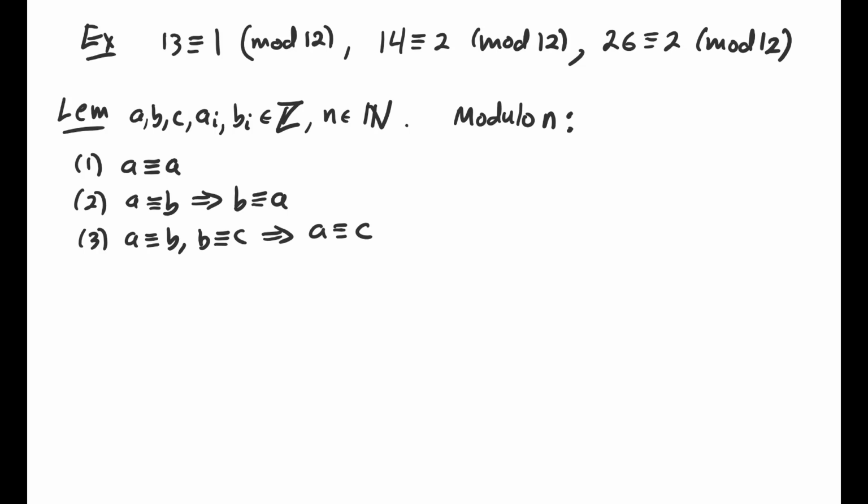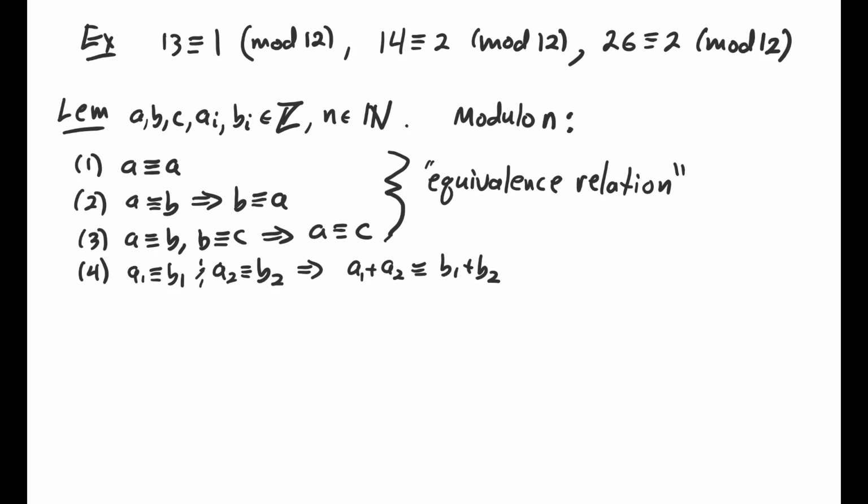We have 2 more statements, but shortly we'll see these types of equalities that satisfy these 3 properties get called an equivalence relation, and we'll see that more later. Anyway, number 4 is that modular equality is well behaved with respect to addition, and number 5 with respect to multiplication. So if 2 things are equivalent and you add them, they stay equivalent, and the same is true of multiplication. You start with 2 things equivalent and multiply them, they stay equivalent.